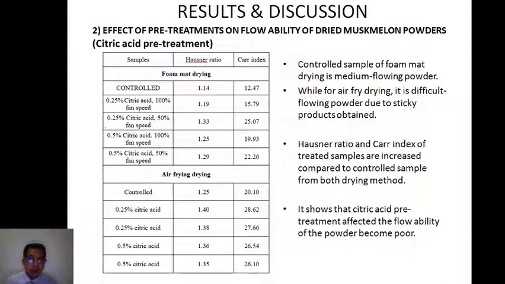Okay, for the next result, effect of pretreatment on flowability of dried muskmelon powder. This table shows the citric acid pretreatment for both drying methods. Controlled sample of foam drying is medium flowing powder, while for air fry drying it is difficult flowing powder due to sticky products obtained. It shows that citric acid pretreatment affected the flowability of powder to become poor.